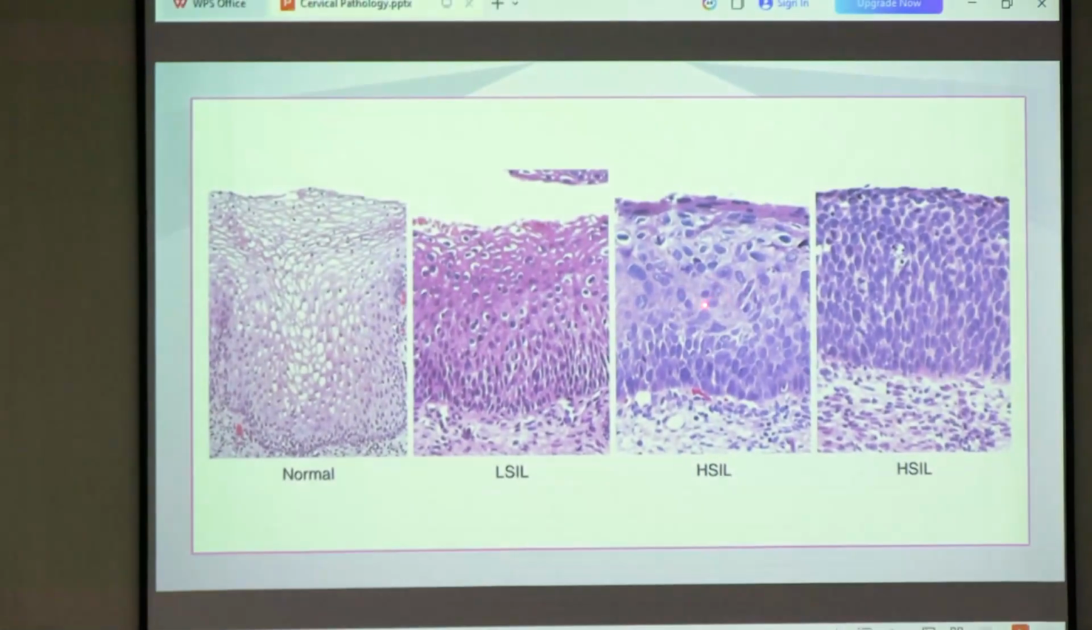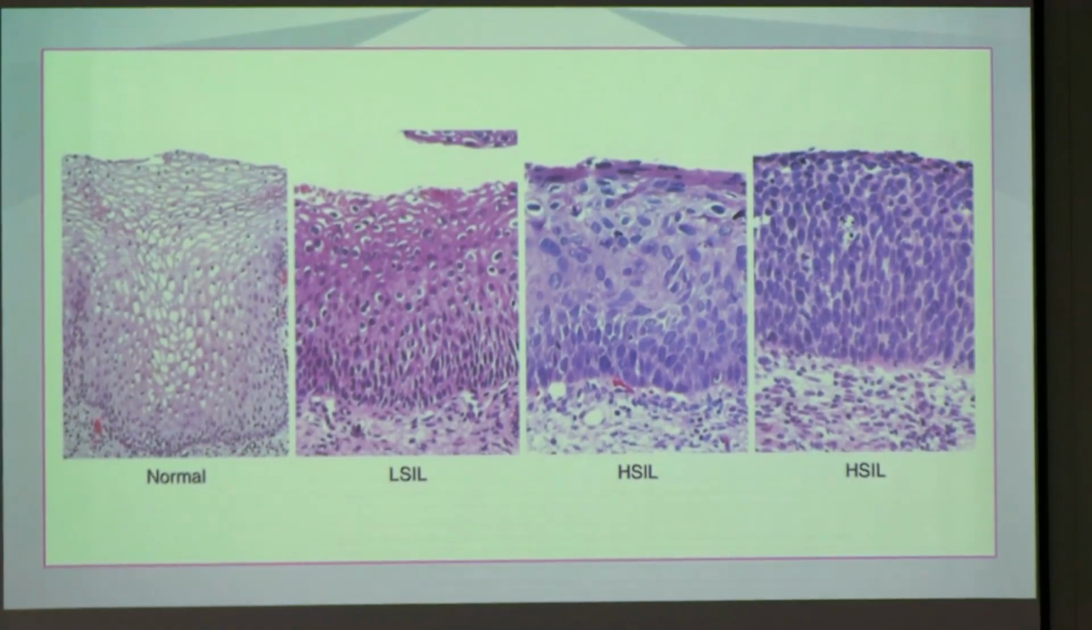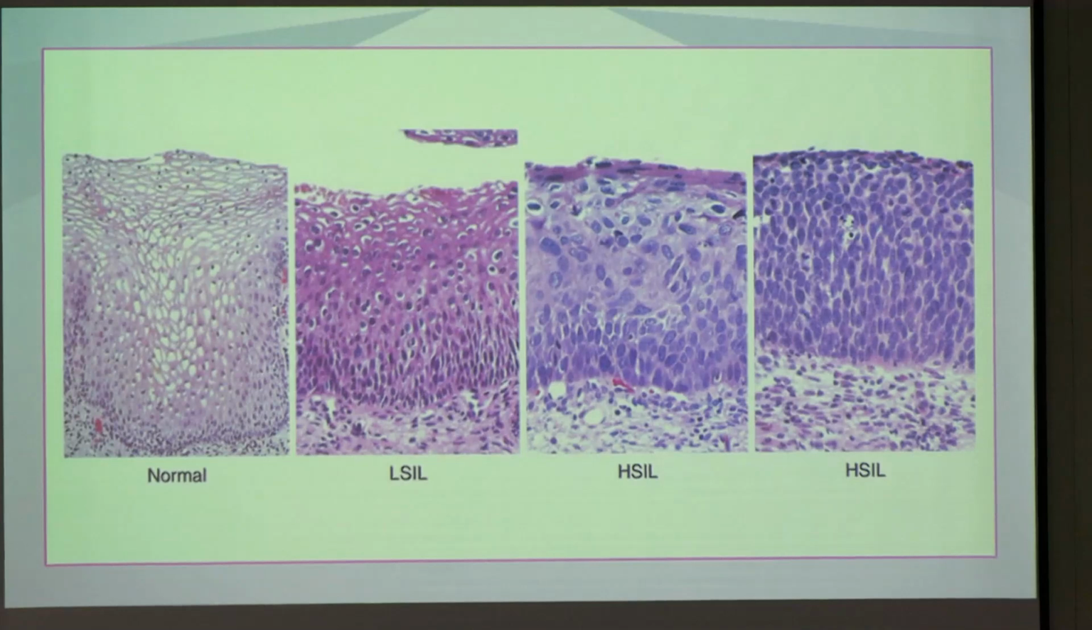Right. So this is HSIL, where the dysplastic epithelium you can see through and through here also, and this is HSIL in the form of carcinoma in situ. The whole thickness of this epithelium has undergone dysplastic changes.